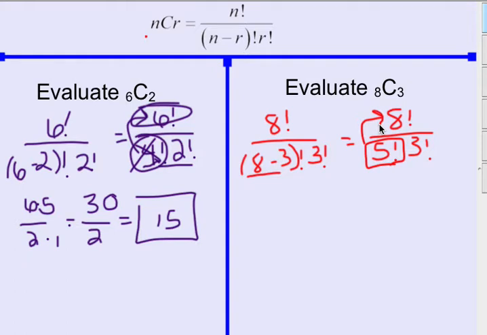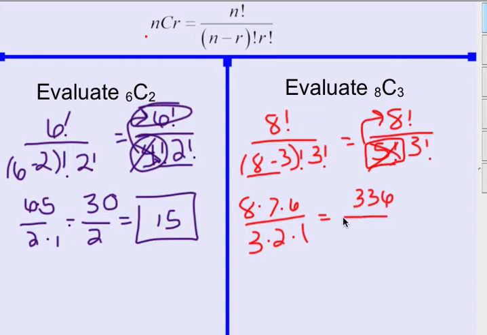So 8 times 7 times 6 is what's going to be left on top, because everything else is going to be taken care of in the 5 factorial, everything from 5 on down. Then left on the bottom, I just have 3 times 2 times 1. So now I'm going to multiply that out. 8 times 7 times 6 is going to be 336. 3 times 2 times 1 is just going to be 6. And you can divide those out, and you end up getting 56.